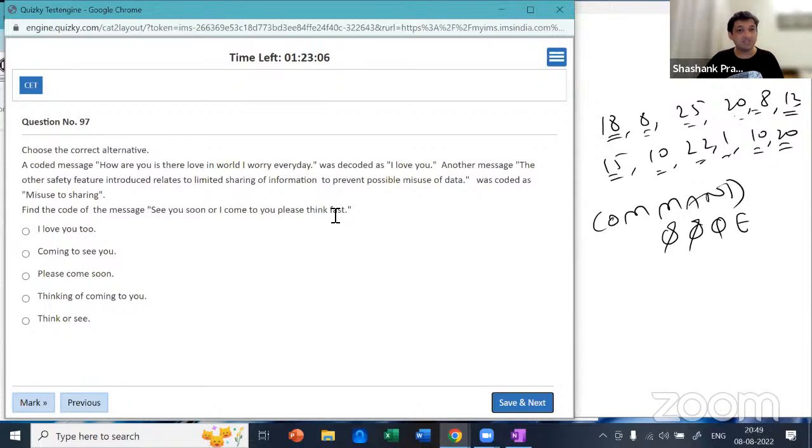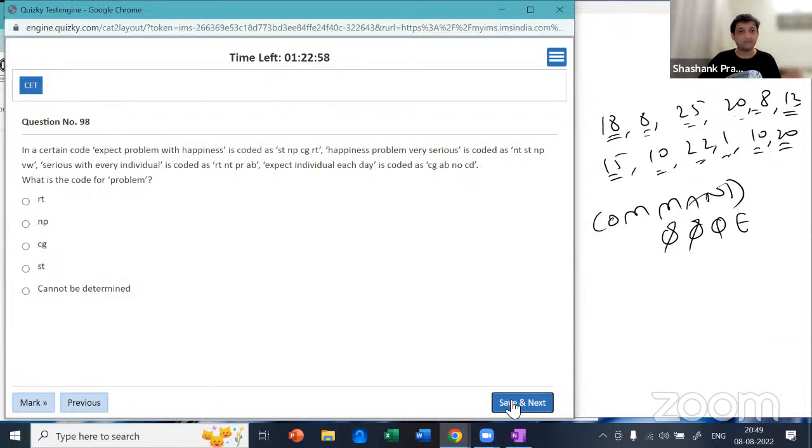Find the code of the message. Okay. Fast. No, sorry. Please come soon. Please come soon. Yeah, I think this is right. Expect problem with happiness is coded as STNPCGRT. I don't think there's anything. Okay, happiness problem very serious. Okay, some understood. So what do I have to do? I have to find the problem. Happiness problem very serious.